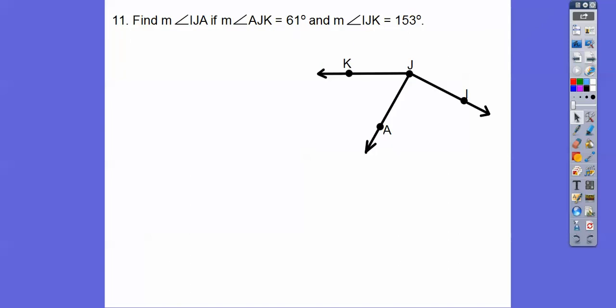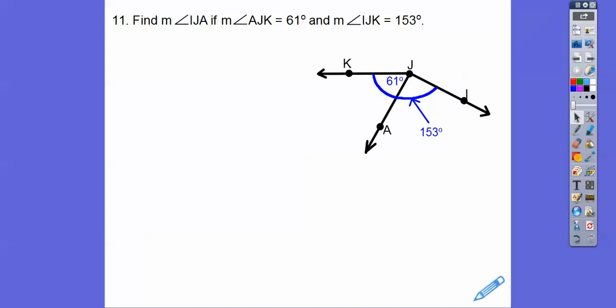It says if the measure of angle IJK, okay, here's angle IJK, just follow the letters. So angle IJK, so that's the big angle. That's this whole angle right here. If that's IJA, whoops, sorry, AJK, that's this one, AJK is 61 degrees, and then it says IJK is 153 degrees. Okay, let's put that information in right there.